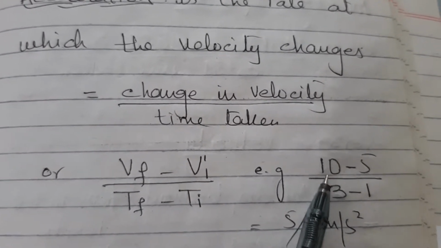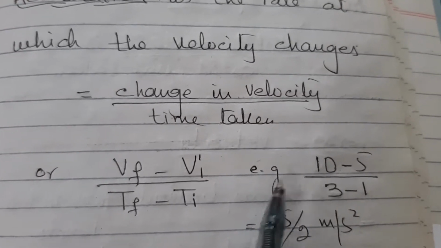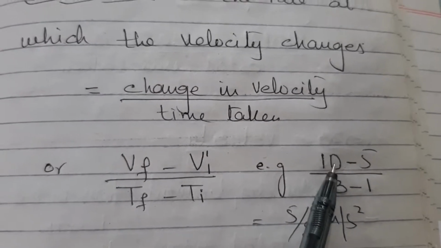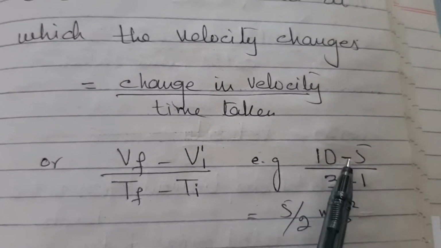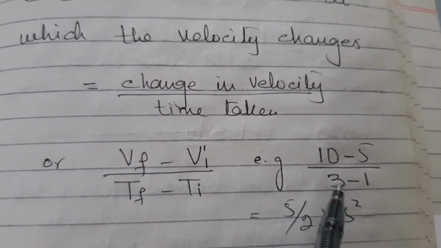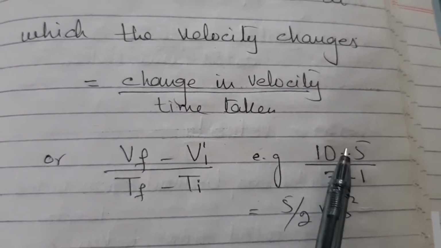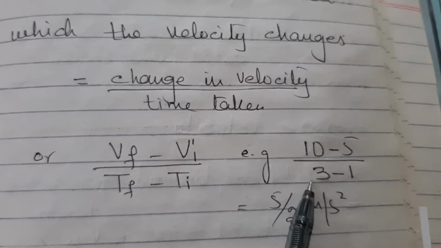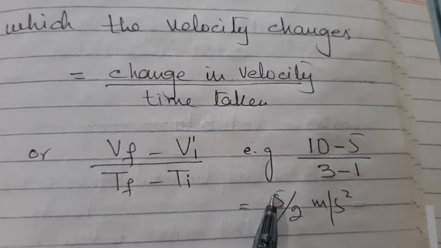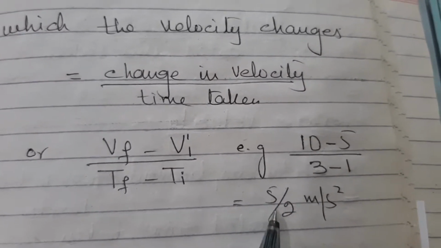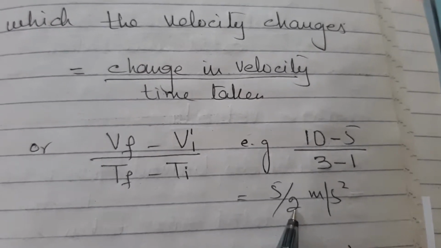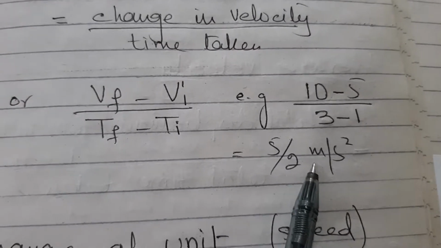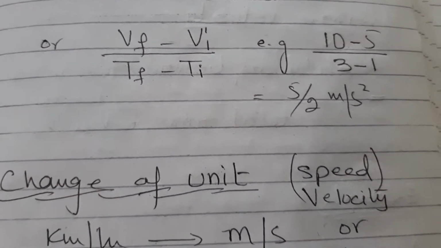For example, when you start timing, the velocity was 5 meter per second and then it was 10 meter per second. So 10 minus 5 is 5, and the initial time when the velocity was 5 was 1 second and then later 3 seconds. When you divide the difference in velocities by the time period in which it happened, this is called acceleration. And the unit of acceleration is meter per second square.